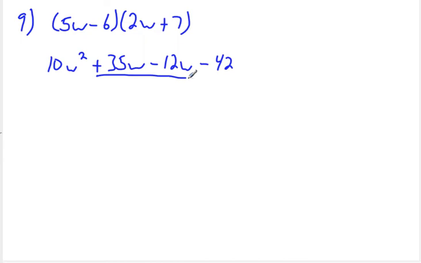Again, combining the middles, we have 35 minus 12. It's going to give us 23W minus 42.